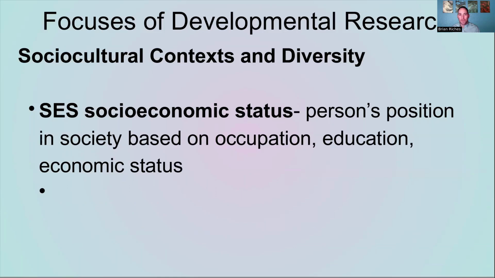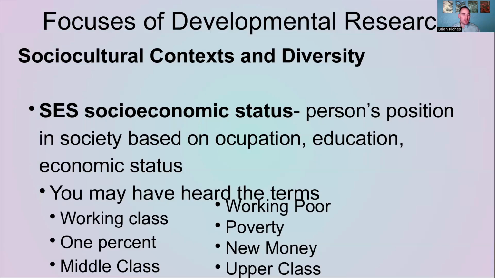SES, as I'll usually refer to it, is socioeconomic status. So that is a person's position in society based on their occupation, education, and economic status. So you might have heard terms like working class, working poor, poverty, 1%. These are kind of getting towards socioeconomic status, but they're not exactly the same thing. As an example, I have two friends. One has been a friend since high school. Right after high school, they got into welding. They went through a bunch of training programs, and they've now been welding for many years, and they are making quite a lot of money doing it.